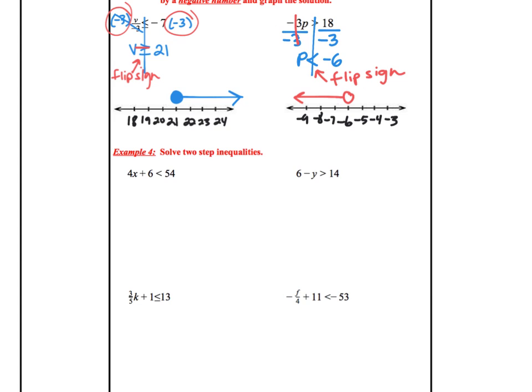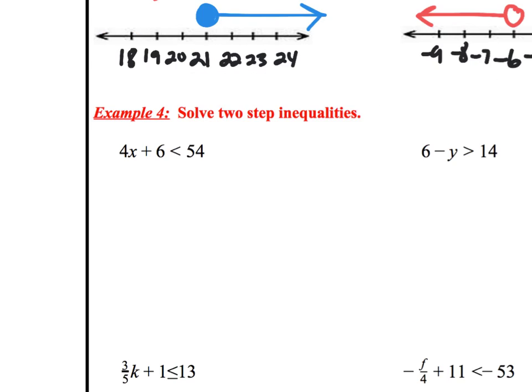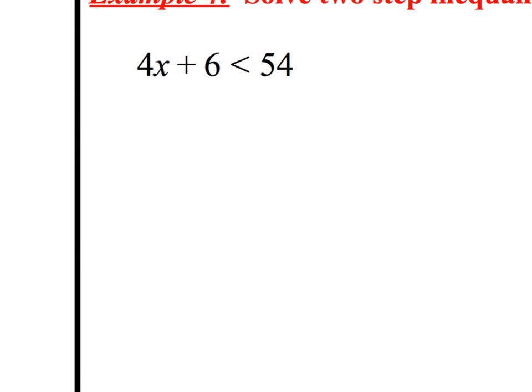For two-step equations, we do addition or subtraction first, and then multiplication or division, because we are doing order of operations backwards. A and S comes before M and P if we're going backwards. So on this one, the first thing I have to do after I draw my balancing line, because we still have to do the same thing to both sides, is take care of my addition, and I do that by subtracting.